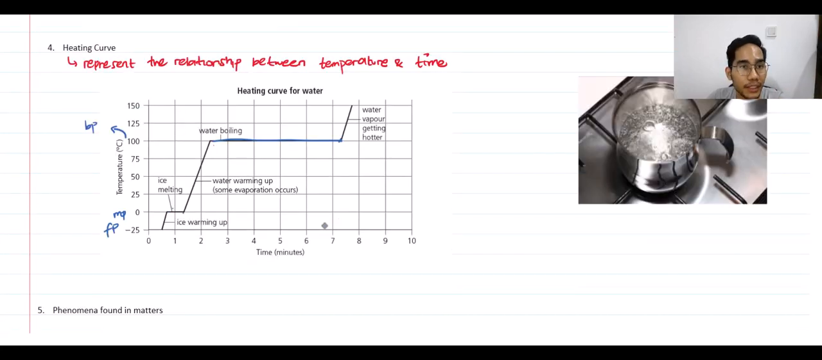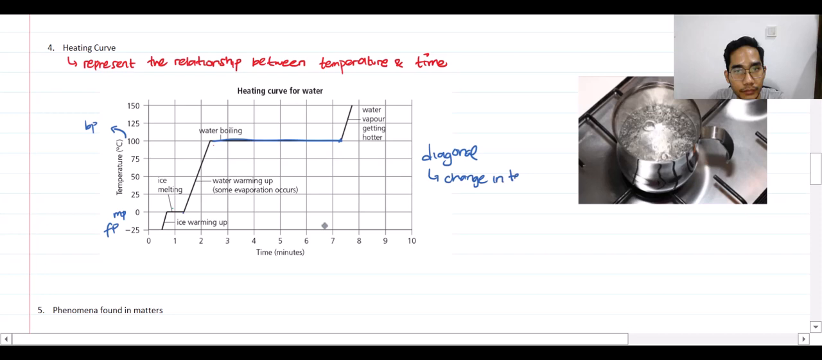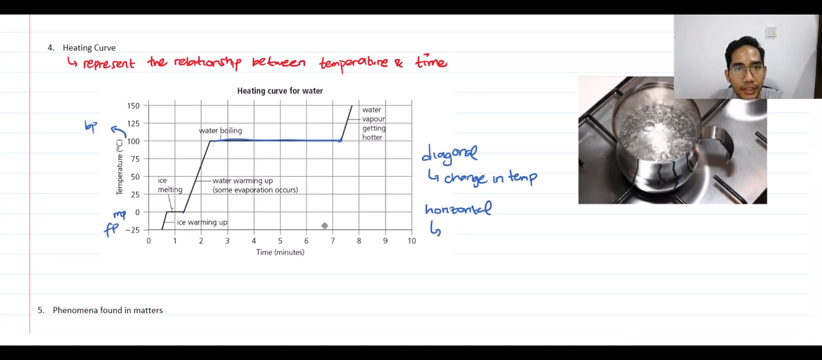And now that explains why in the heating curve and cooling curve there are always the diagonal lines, which represent the change in temperature, okay, and then the horizontal lines represent the change in state.